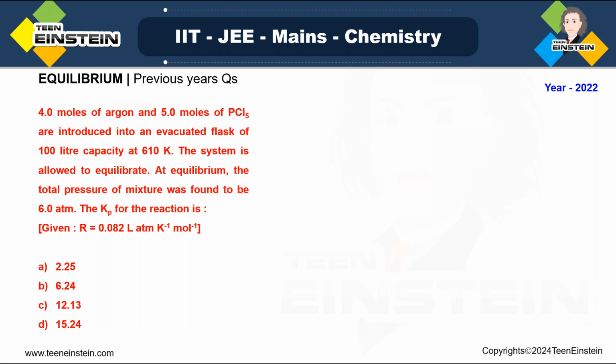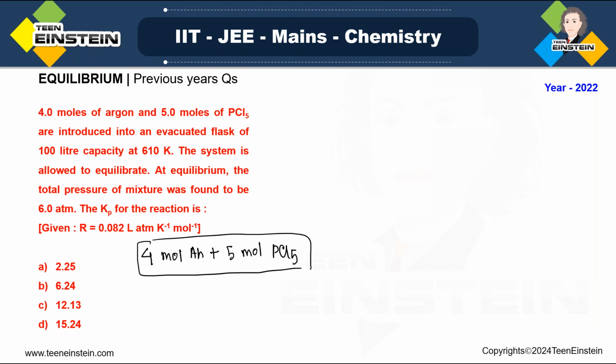4 moles of argon. So you have to write the question carefully because there are so many descriptions. You have to write it very carefully. 4 moles of argon, 5 moles of PCl5. So just write it in this way. It will help you, that is, if you express the question pictorially, it will help you to have all the information in front of your eyes. So this is introduced in an evacuated flask, and this flask has a capacity of 100 liters. Temperature is 610 Kelvin.